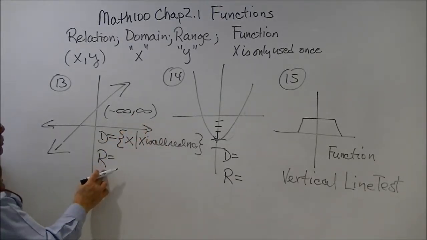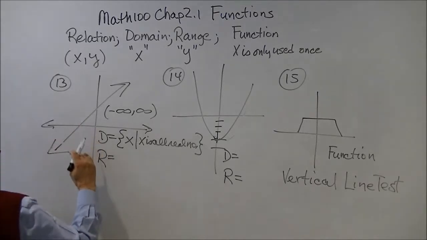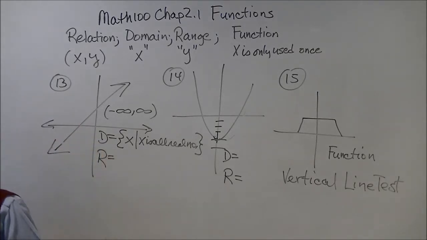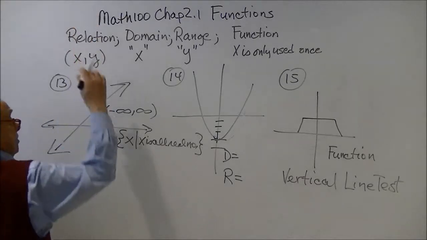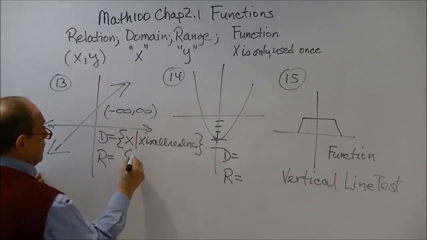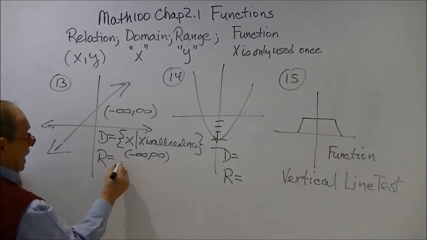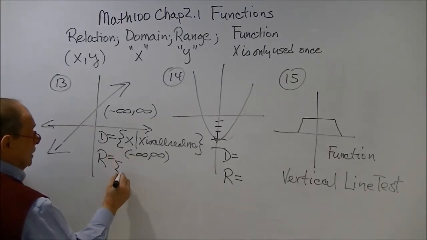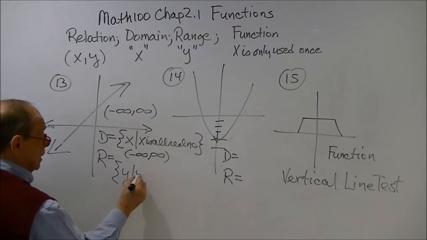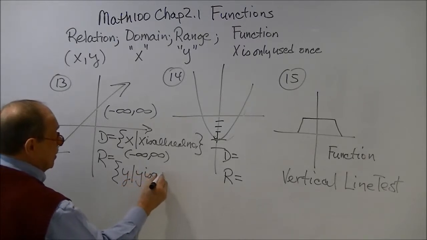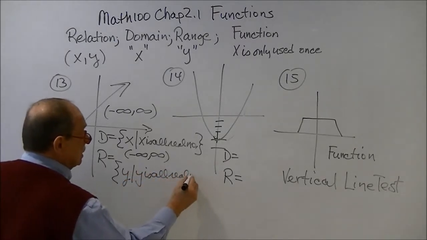And the range, again, goes down to negative infinity for the y's here. All the way up, it's the same. So it would be from negative infinity to positive infinity. And in set builder notation, y now is such that y is all real numbers.